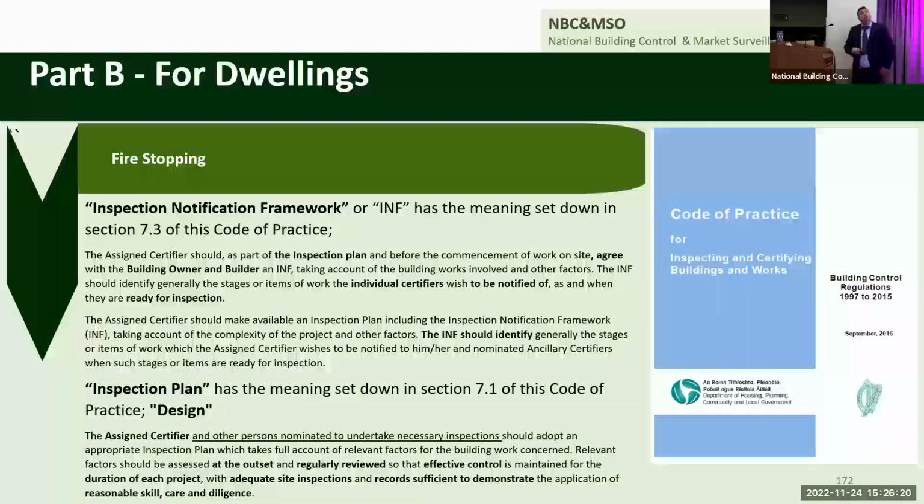So the inspection notification framework is in the Code of Practice. This is where, for Part B compliance, fire stopping and elements like that have to be notified to the assigned certifier, the builder, that someone is actually carrying out the inspections and recording what's been done on site. And then your inspection plan is something that the assigned certifier is the nominated person for, and he agrees all the inspections with all the other people in the design team.